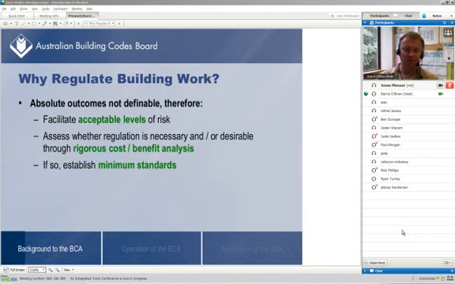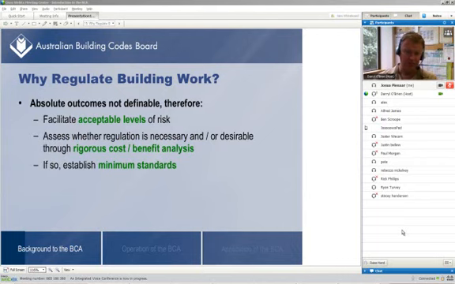So in the regulation of building works, just remember that absolute outcomes are not definable. Therefore, we need to facilitate acceptable levels of risk, assess whether regulation is necessary and or desirable through rigorous cost-benefit analysis, and if so, establish minimum standards. And that's what the BCA does, and every year, 1 May, the BCA has amendments that take effect.